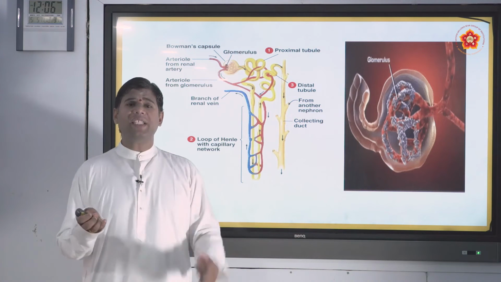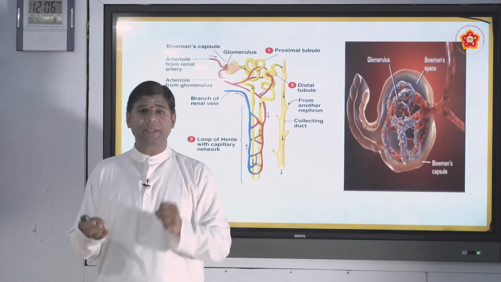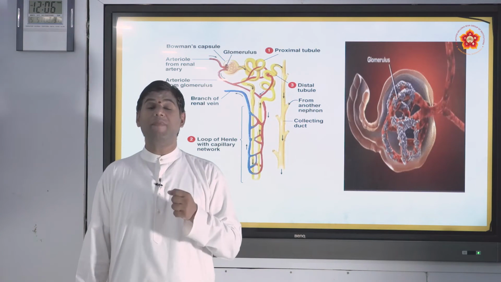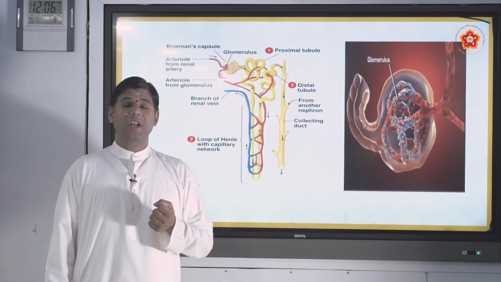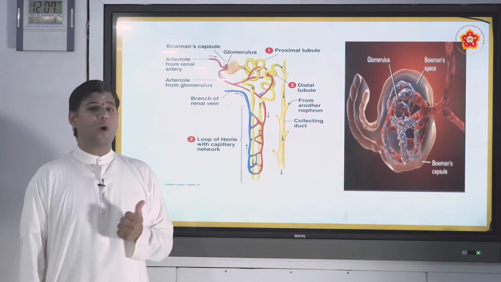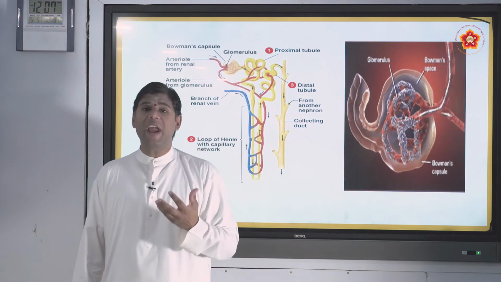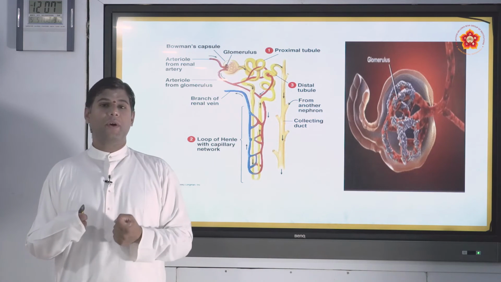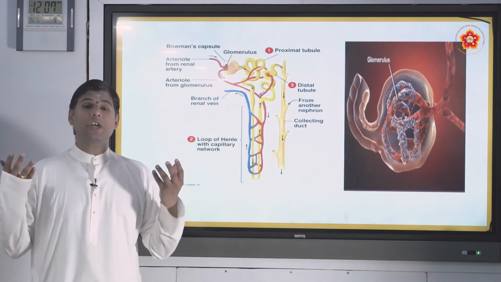Can you guess what the doctor suggests for that? Yes, he suggests something called dialysis. Now what is this dialysis? We'll see what it is. It is an artificial way of removing the urine from the body, because the kidneys are not working.